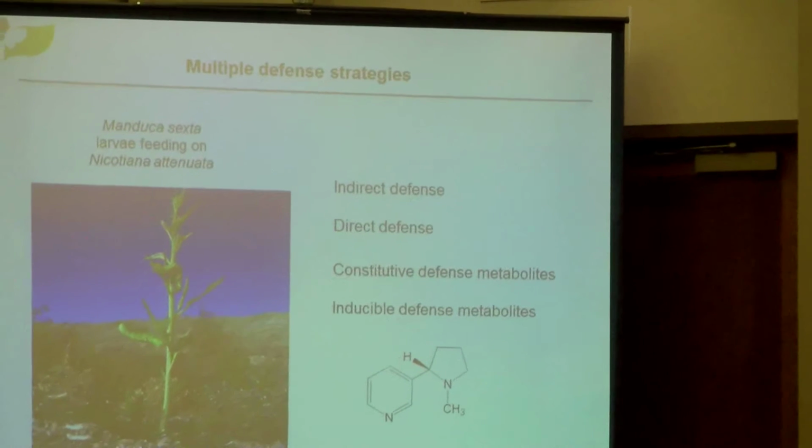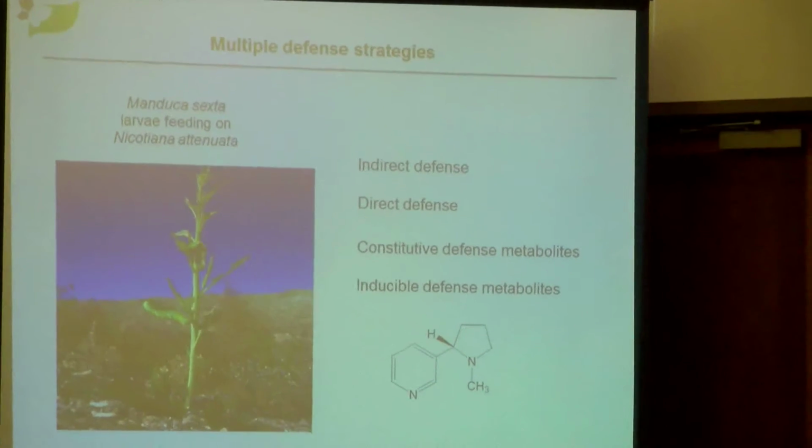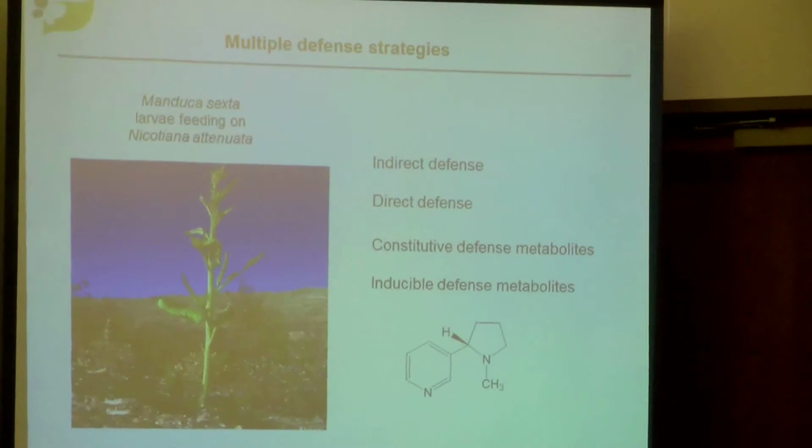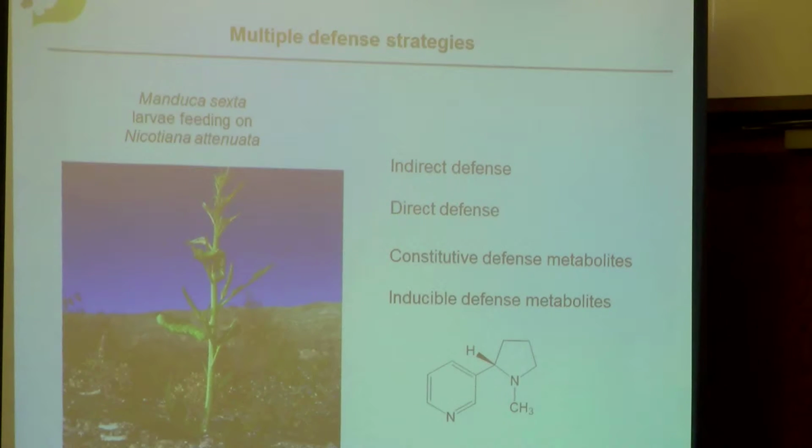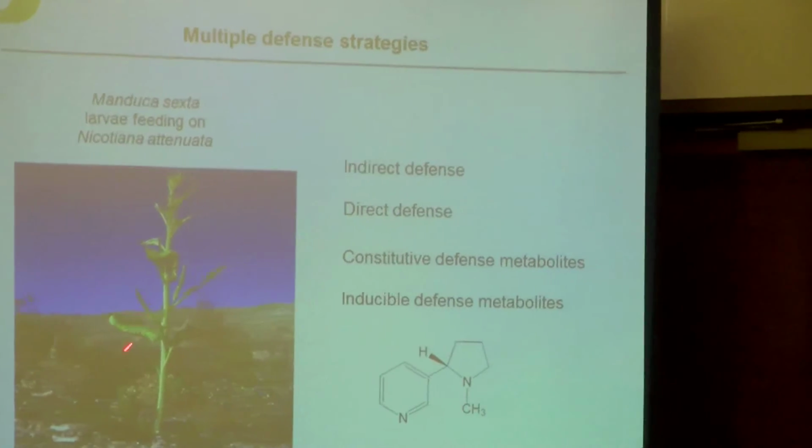But in many cases, the interactions are much more complex. For example, Nicotiana attenuata, the wild tobacco plant, produces not only nicotine but many other compounds which are involved in direct defense, so directly repellent or toxic to other organisms, or in indirect defense, meaning attracting the enemies of the herbivore. Then we can discriminate between constitutive defense metabolites and inducible defense metabolites. The investigation of these compounds is what we are doing.